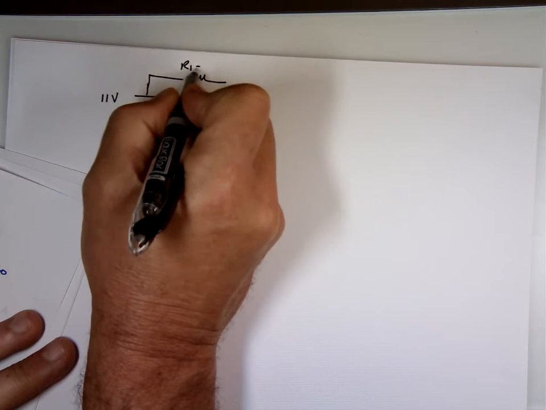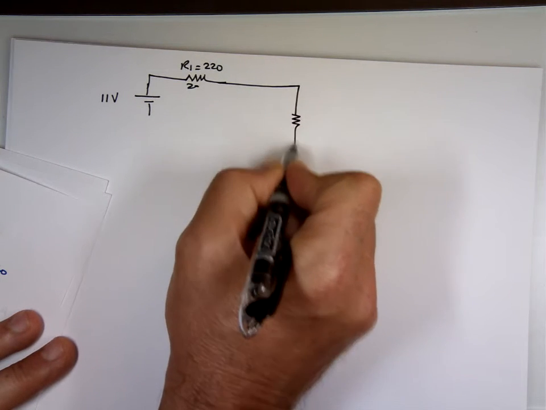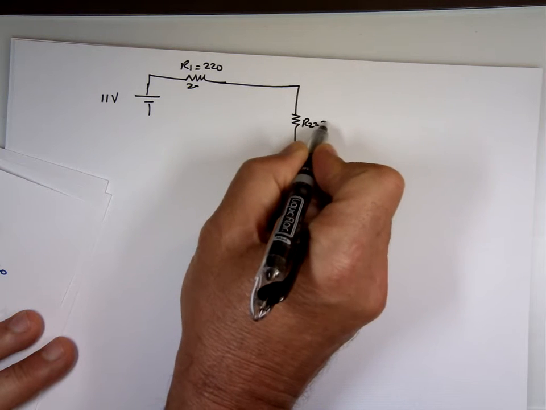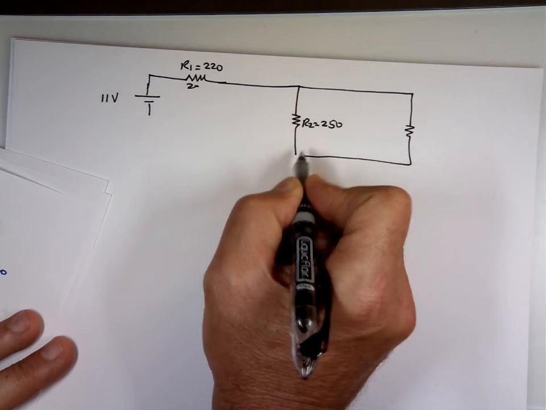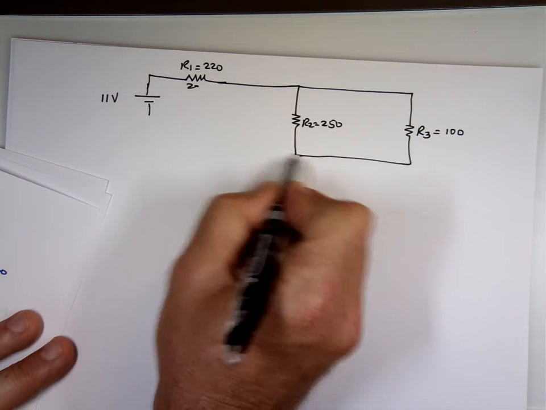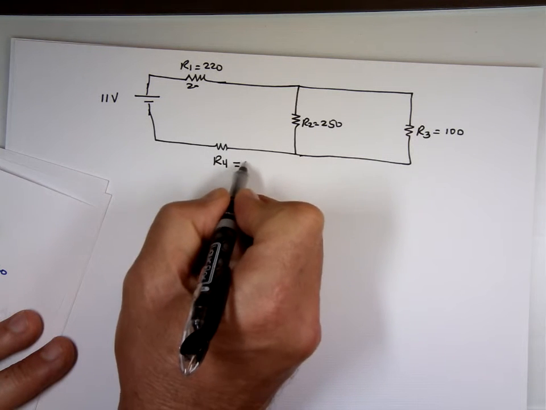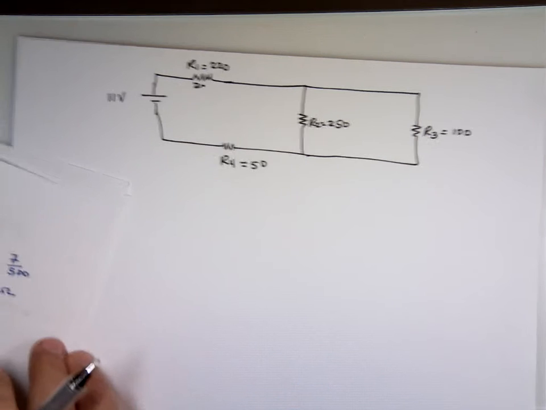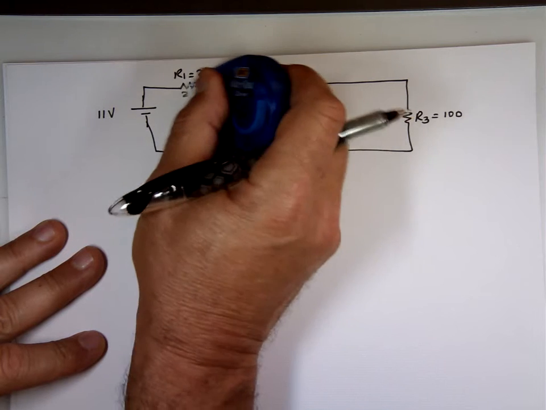R1 equals 220. R2 equals 250. R3 equals 100. And R4 is equal to 50. Now, if I want to do the other method, the one I just showed you with Kirchhoff, they go, wait a minute, there's more than one loop here. So I'm probably going to have more than one current through that circuit.